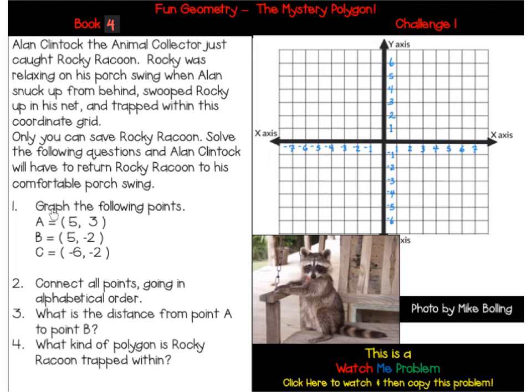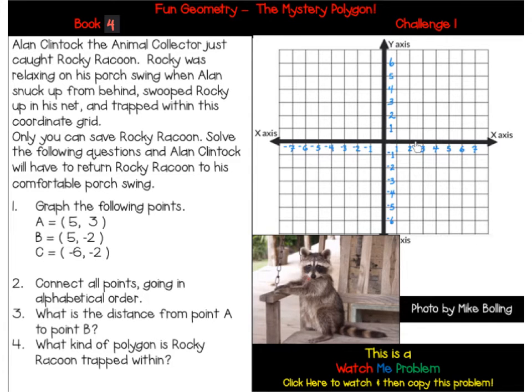Alrighty, my friends, the very first thing we must do is graph the following points. We have A, B, and C. And let's start with A here. We're going to come over to our coordinate grid here and plot the points for 5 and 3. So that's good English, my friends.